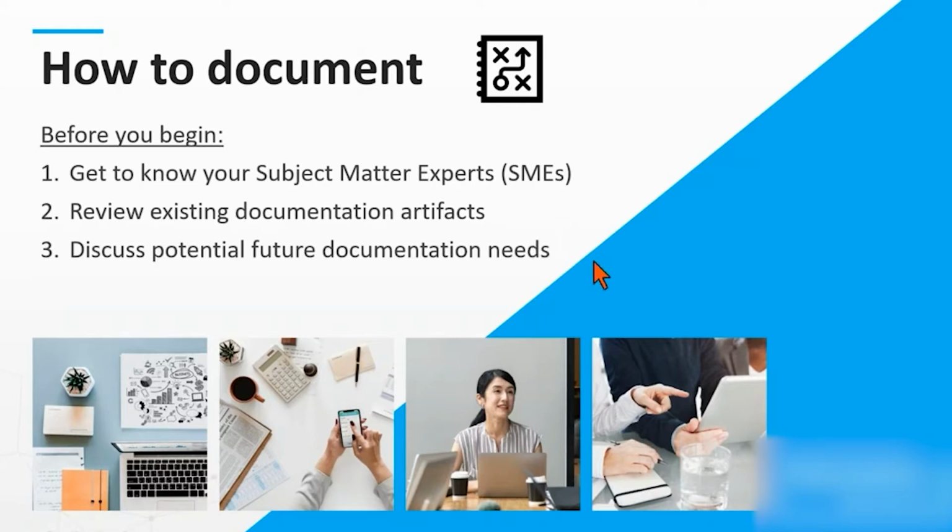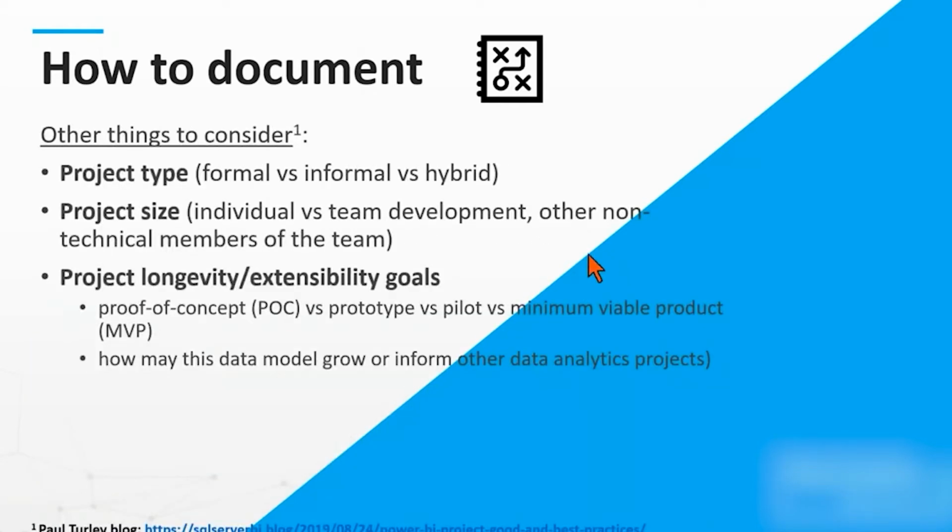All right. Let's talk about some of the other things. So here I'm citing Paul Turley's blog, and I borrowed some of the things from his effort here. But you have to look at the project type, right? So there are formal projects, there are informal projects, and there are hybrid projects. Formal projects are typically well-scoped, funded, staffed, with multiple members of the team. They're executed in collaboration with the business and the IT folks and perhaps the data owners.